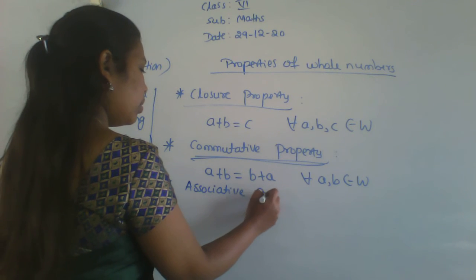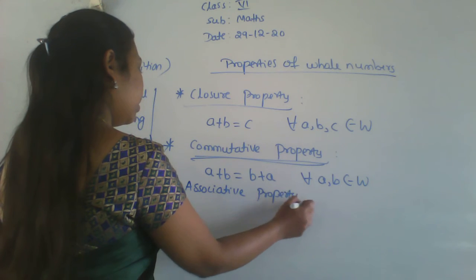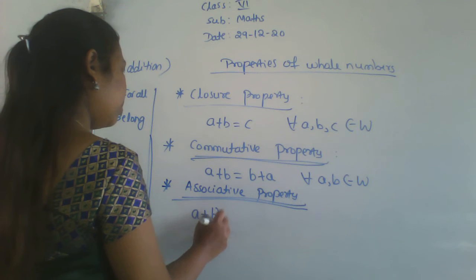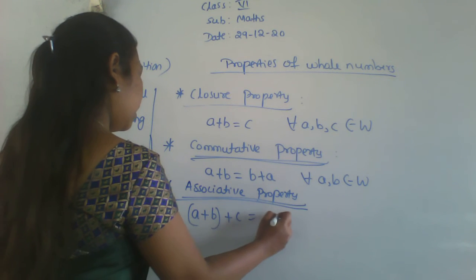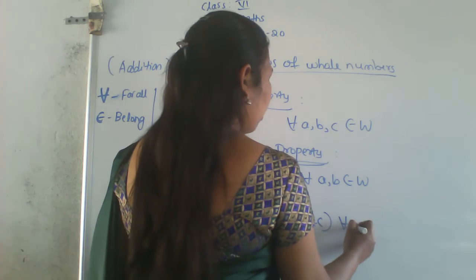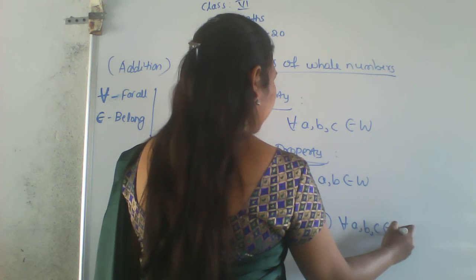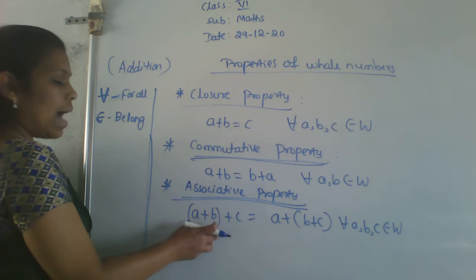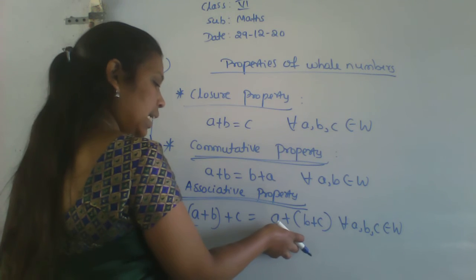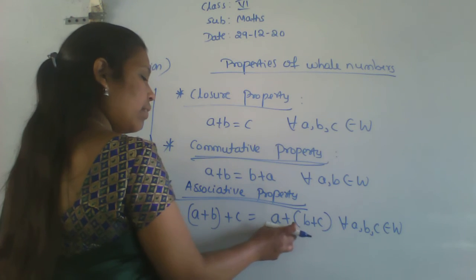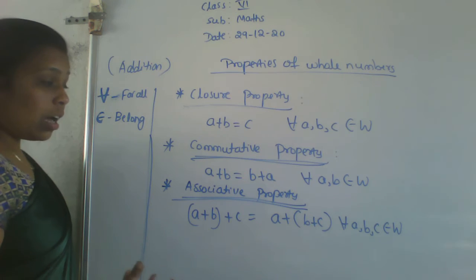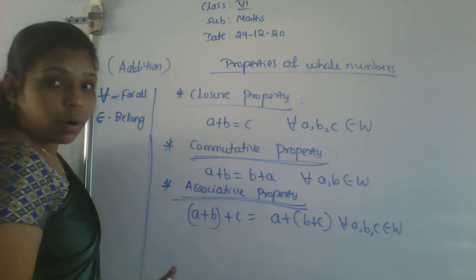Associative property. Associative property is nothing but (A + B) + C = A + (B + C), for all A, B, C belonging to whole numbers. First add these two numbers and after that add this number. Again, first leave this number, add the last two numbers, and after that add this number. If you are getting the same answers, then it is associative. Otherwise it's not associative.